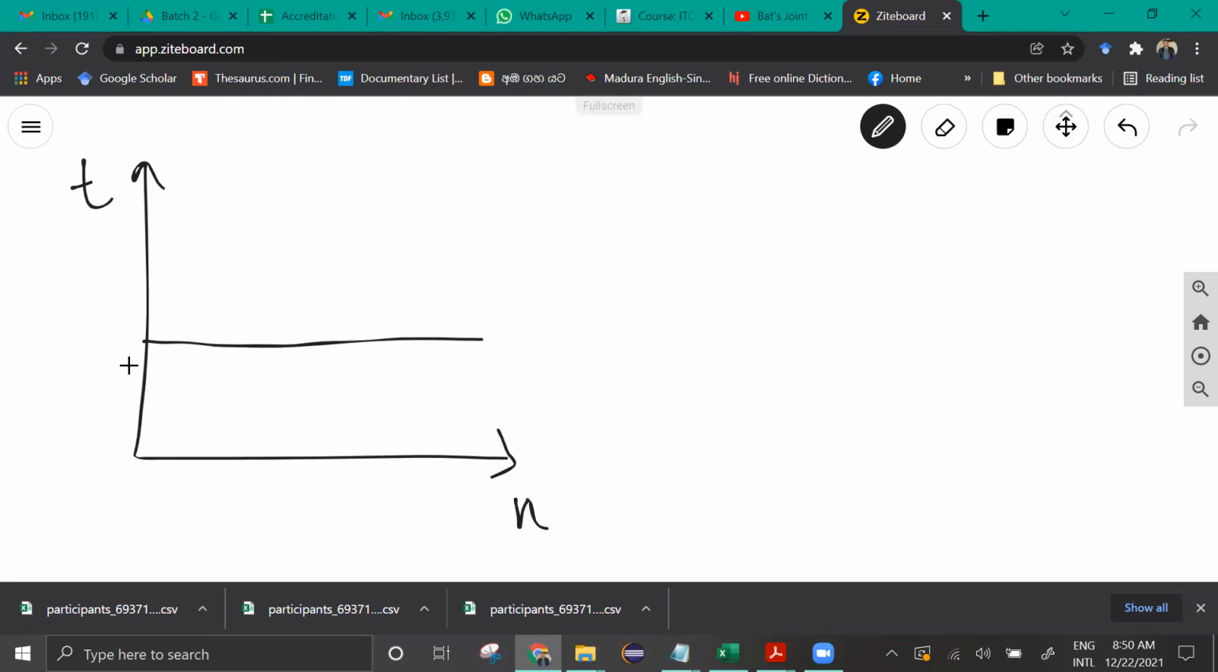So no matter how much the array size increases, what we are talking about here is constant time. Let's say it is always 10 milliseconds. So always it is 10 milliseconds, for example. Right?